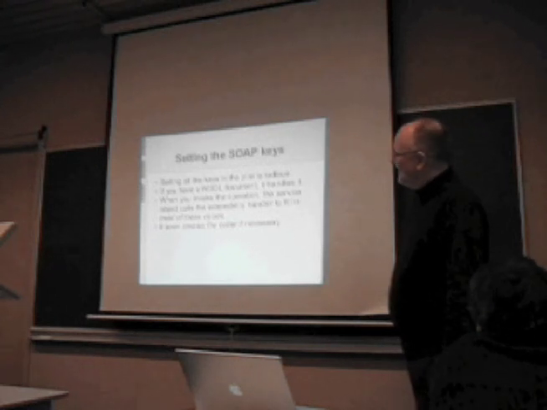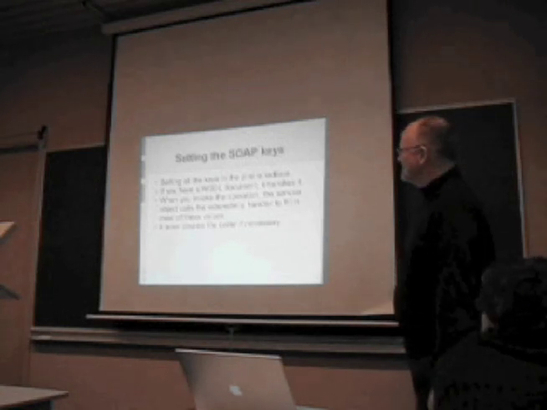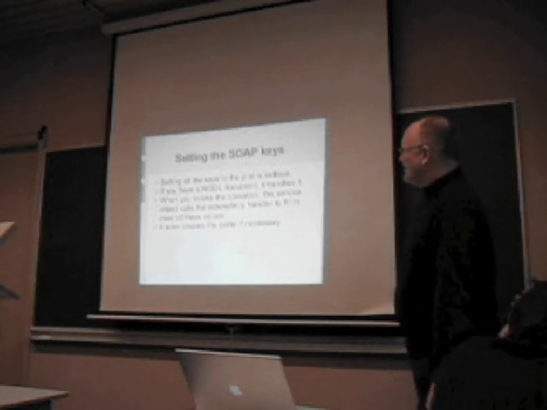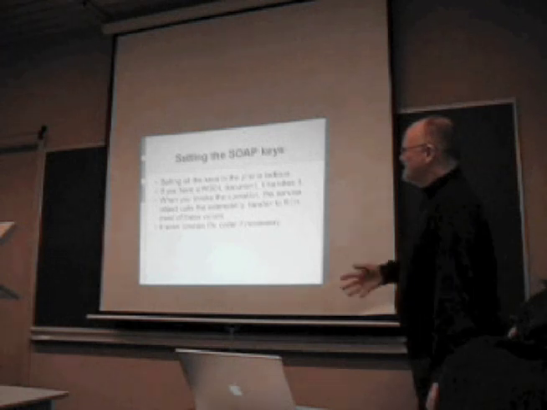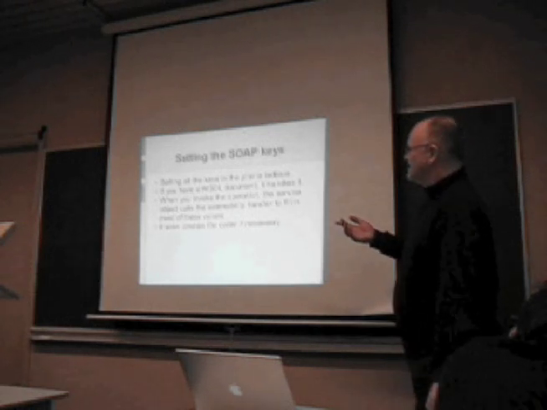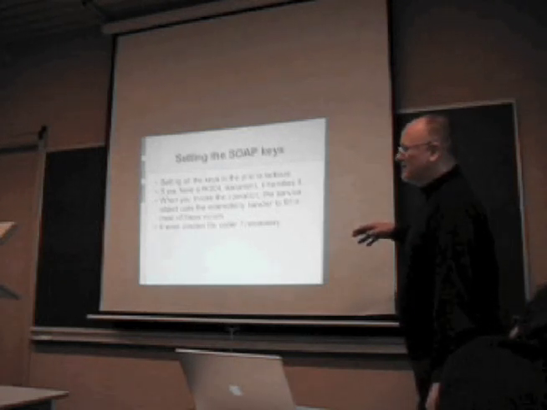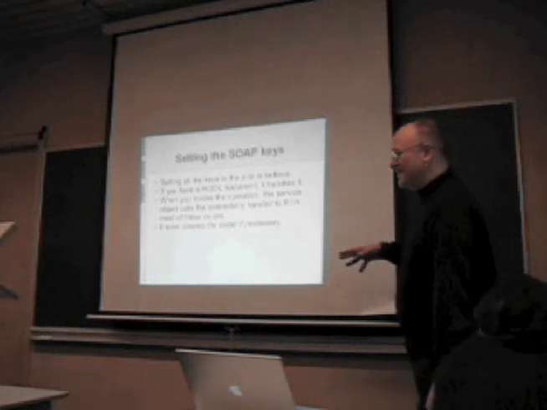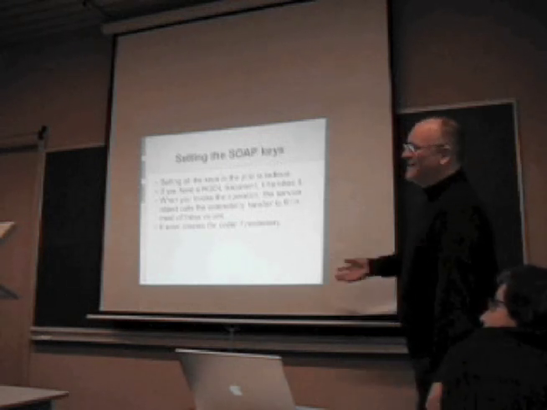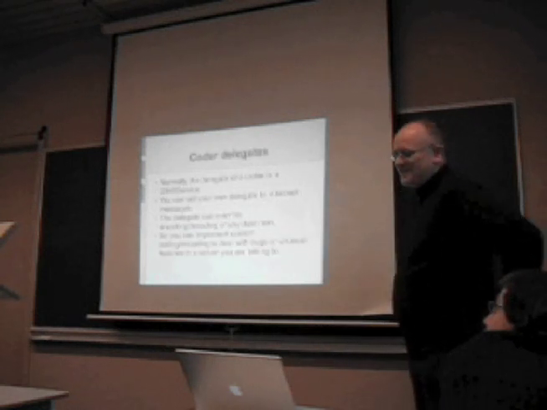Yeah. I think it's pretty clear that trying to set that manually for each SOAP request is tedious. If you have a WSDL document, it handles it all. So when you invoke the operation, the service object calls the extensibility handler, and that fills in all those values based on the extensibility information in the XML of the document. It'll even create the code for you. So.